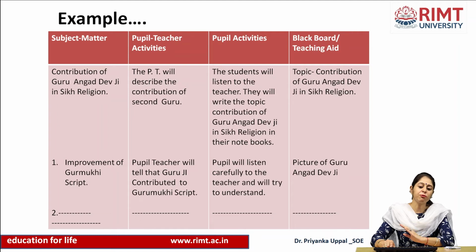We can divide subject matter into 4 columns. First column is related with subject matter, second column is related with pupil teacher activities, third is pupil activities, fourth one is related with blackboard or teaching aid. In the first column, the pupil teacher can write the whole topic like contribution of Shri Guru Angad Dev Ji in Sikh religion.